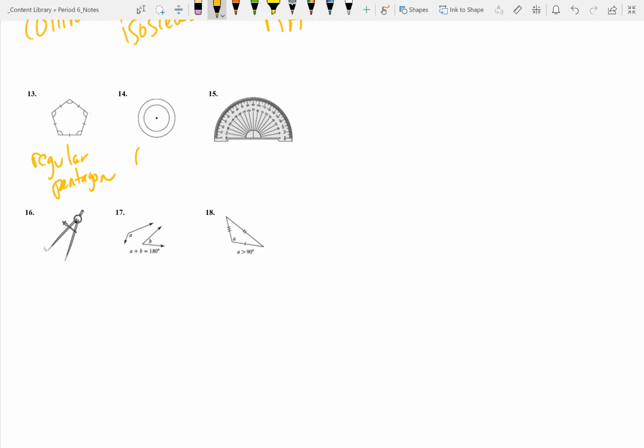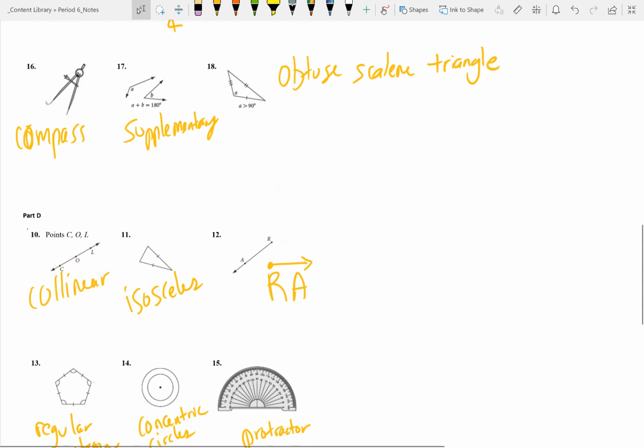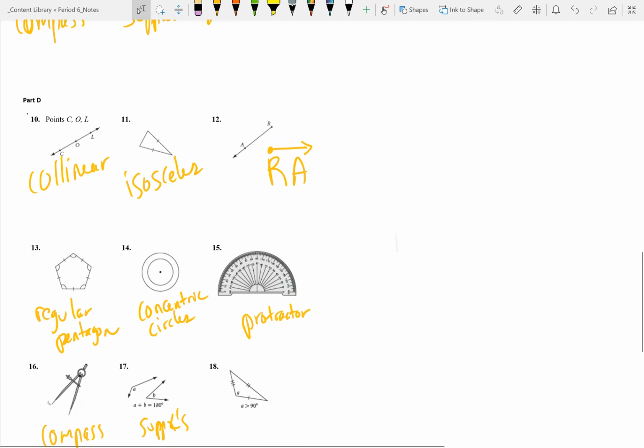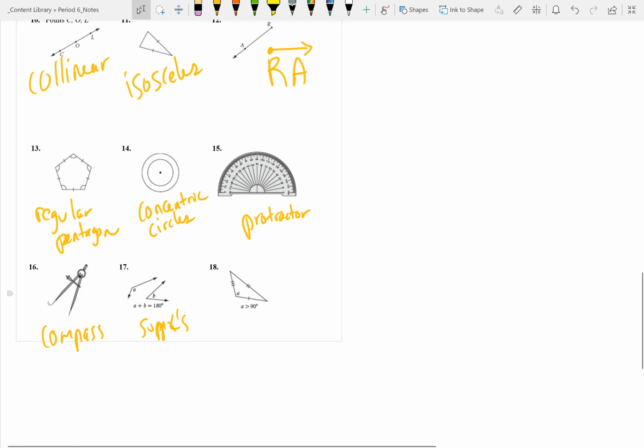This is concentric circles. This is a protractor. And again, compass. And supplementary angles. Now some of these are repeating here. And acute obtuse triangle. Okay, so some of these repeated. Oh, I know why. It's from the same test. Hold on.